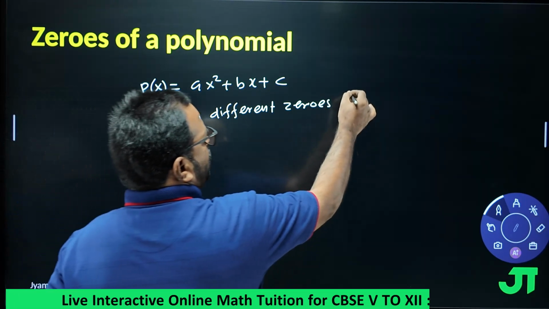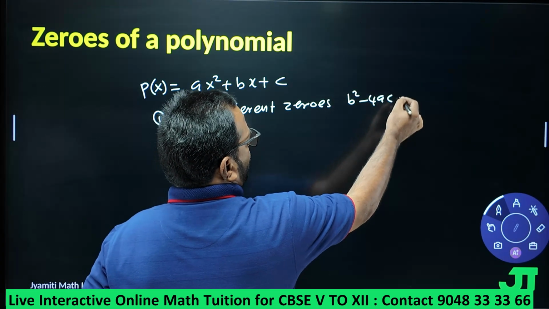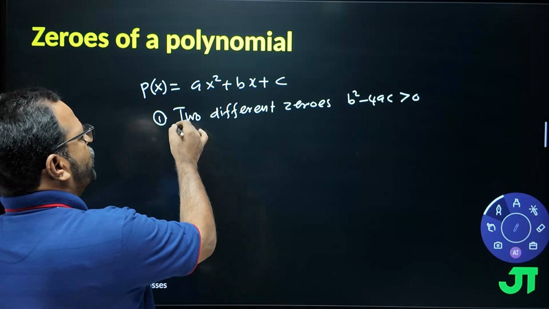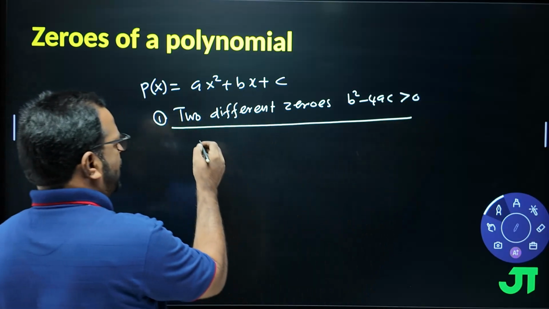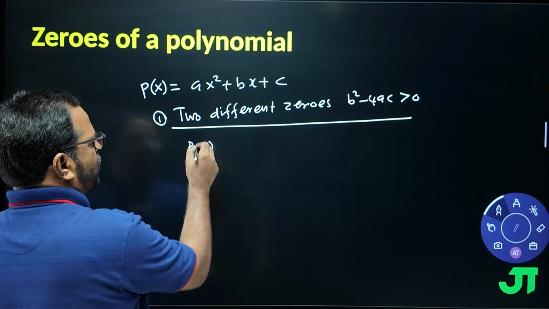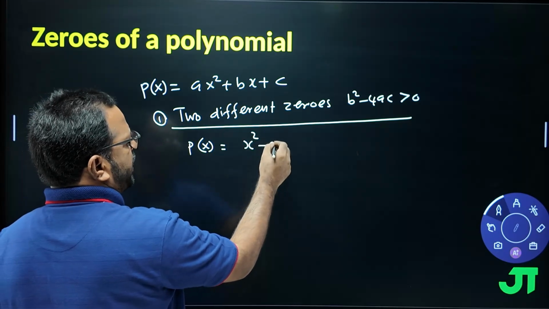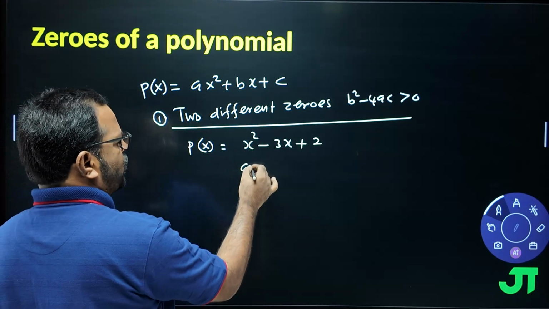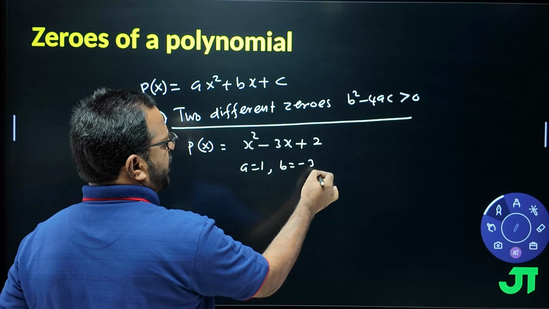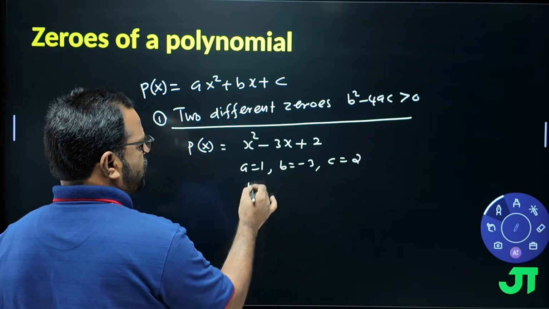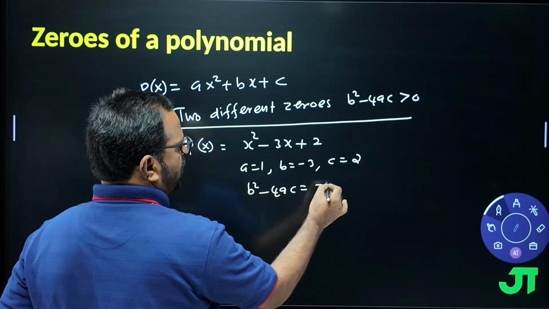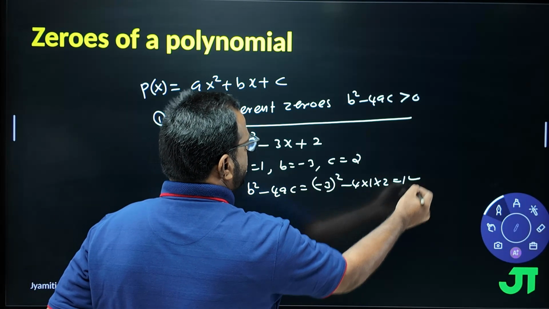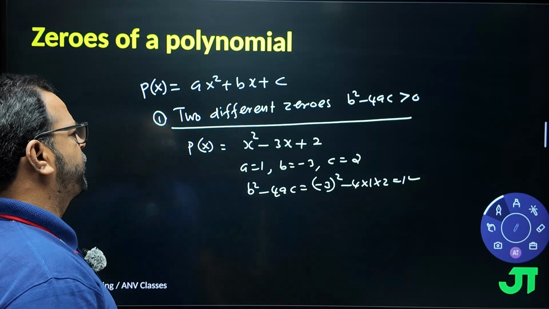Here, b square minus 4ac is always greater than 0. In this condition, we have 2 different zeros. For example, p of x is equal to x square minus 3x plus 2. Here a equal to 1, b equal to minus 3 and c equal to 2. b square minus 4ac equal to minus 3 the whole square minus 4 into 1 into 2 equal to 1. That is, this polynomial has two different zeros.